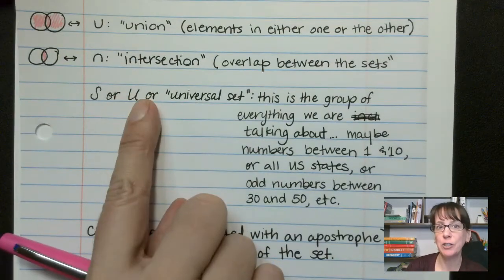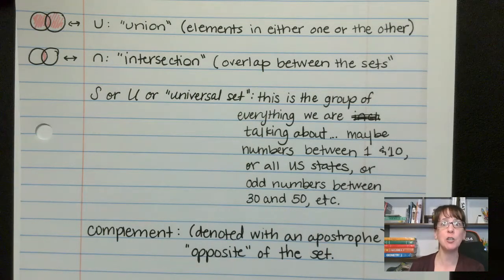Then you'll see an S or a U, which is your universal set. That's basically your placemat of where everything that's going to be included in what you're talking about lives, and that'll make more sense in just a minute.